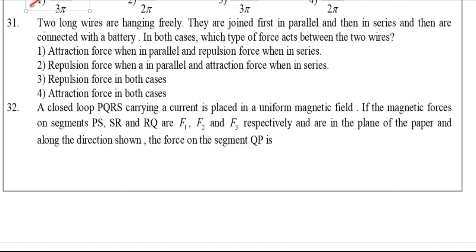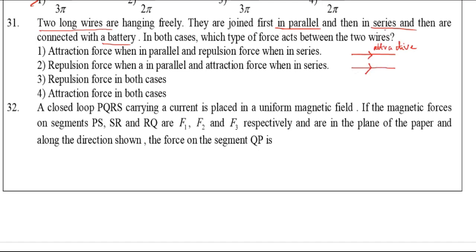Two long wires are hanging freely. They are joined first in parallel, then in series, and then connected with a battery. In both cases, which type of force acts between the two wires? Now, when they were connected in parallel, both of them will have the same direction of current. Same direction means attractive.